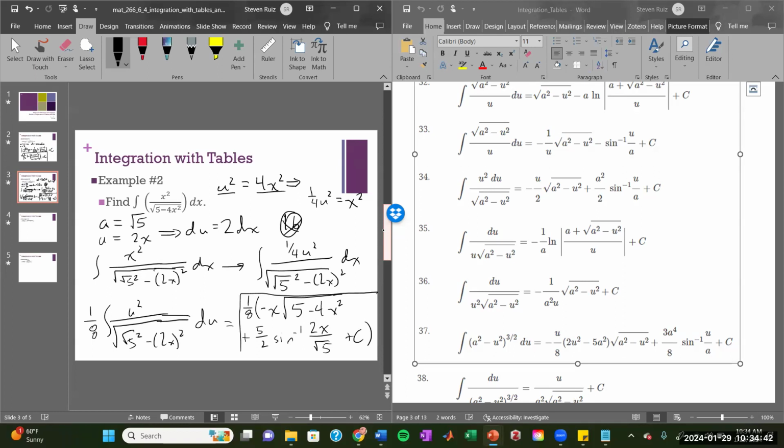Where are you getting negative x? Yeah, that's a good question. And I'm admitting this. Some of this I'm verbalizing, but not writing down because I ran out of room. Where did this negative x come from? Negative u squared. I mean, negative u over 2.